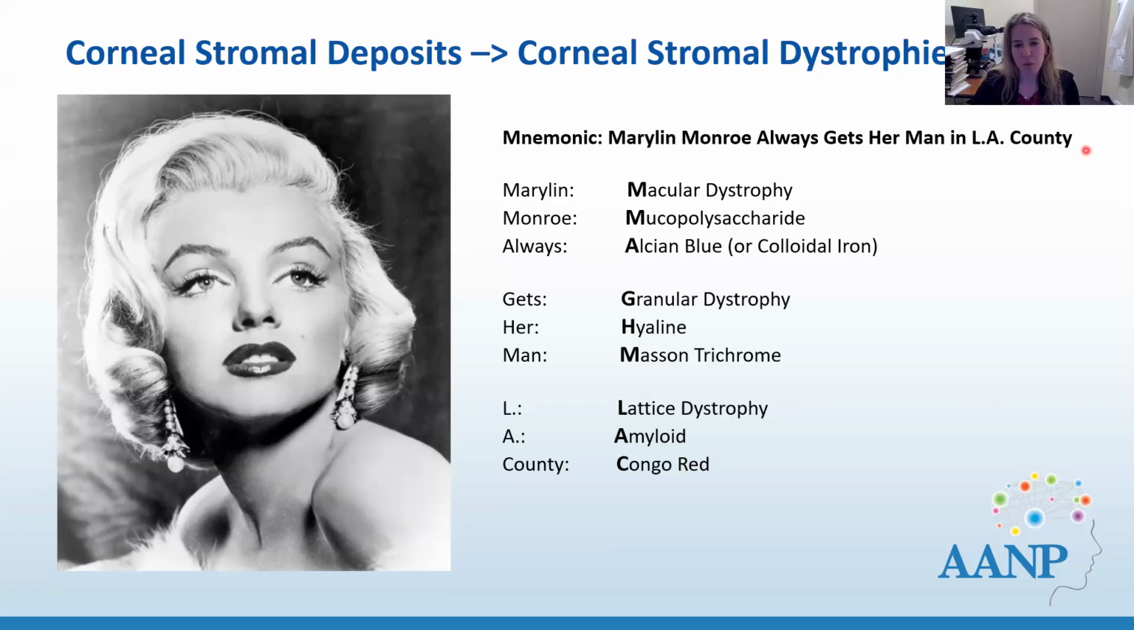The first one is macular dystrophy, which is composed of mucopolysaccharide deposits, and those stain positively with Alcian blue, although some will use colloidal iron. Granular dystrophy is the next one, and that is composed of hyaline deposits that we will detect with Masson trichrome stain. And then lattice dystrophy, which is usually composed of amyloid and will be highlighted with Congo red. So those are the main corneal dystrophies that we think about. Certainly there are many others.